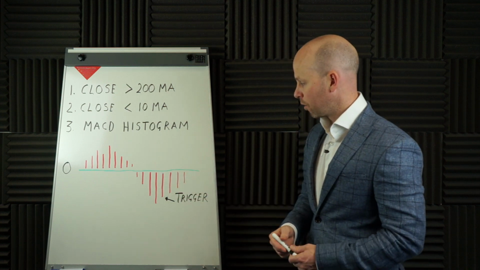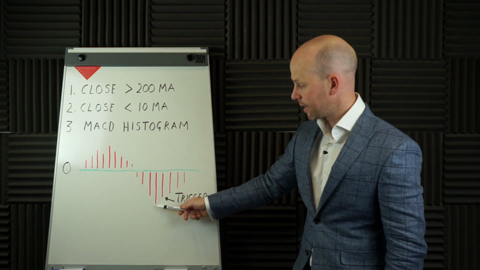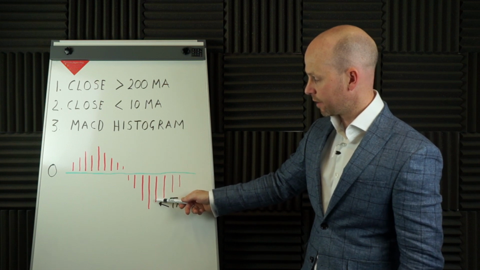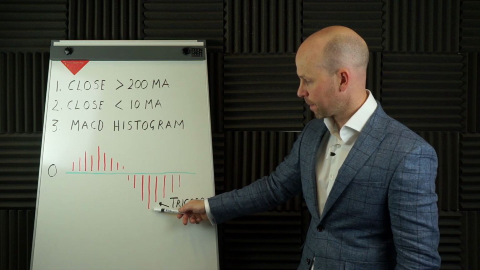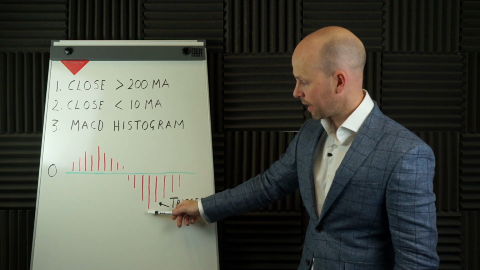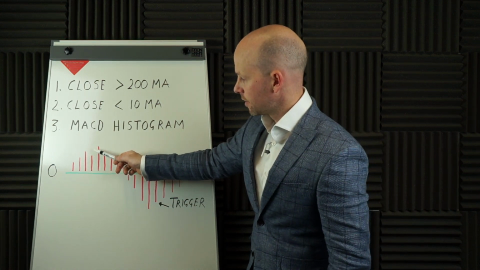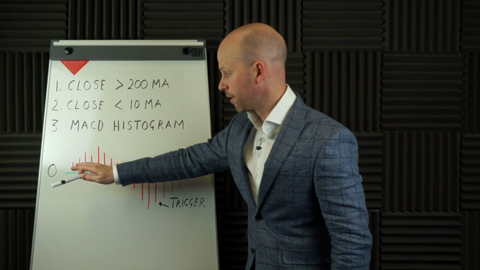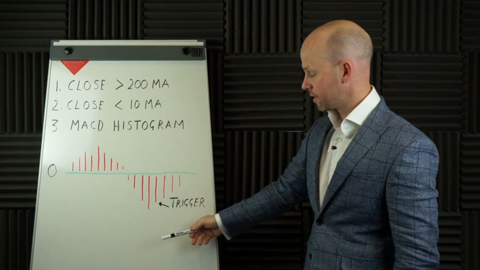Now, what we need to see is the MACD histogram tick up. So we need to see a bar that is greater than the previous bar, just like this one here. Now, this bar has to be negative. We could see that this bar has just ticked up from this bar, but that's not a trade because we're in positive territory there. We have to be negative.